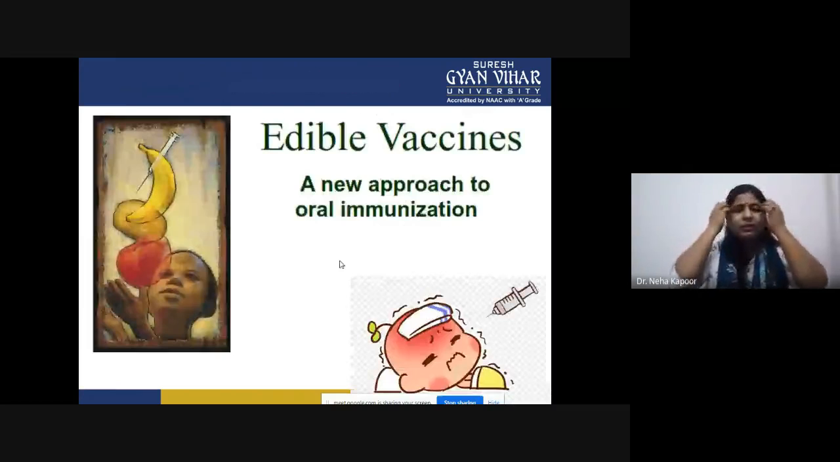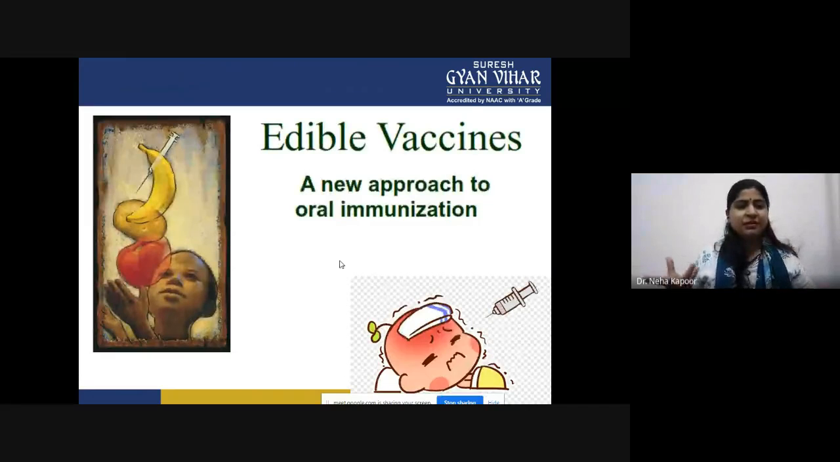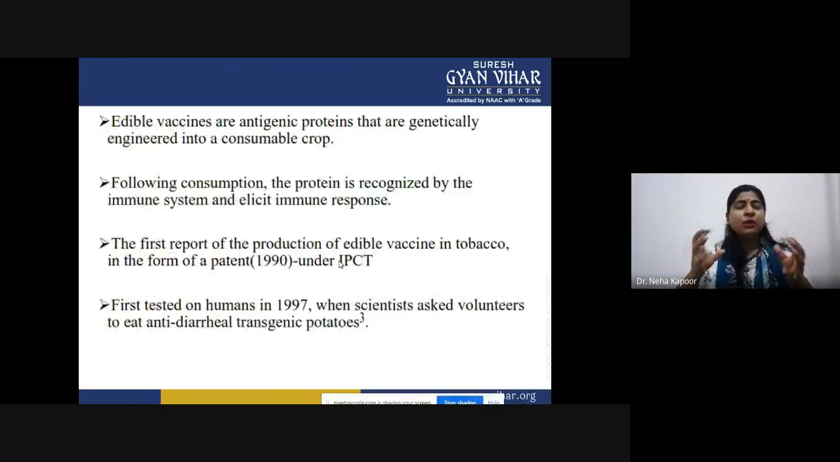Then there are edible vaccines. That is a completely new approach to oral immunization. As the name suggests, edible, that means we can eat it. So in this case, these are antigenic proteins which we have genetically engineered into a consumable crop so that everybody can have it. Following consumption, the protein would be recognized by our immune system as non-self, and a strong immune response will be mounted against that. In that case, the first edible vaccine was tried in tobacco.